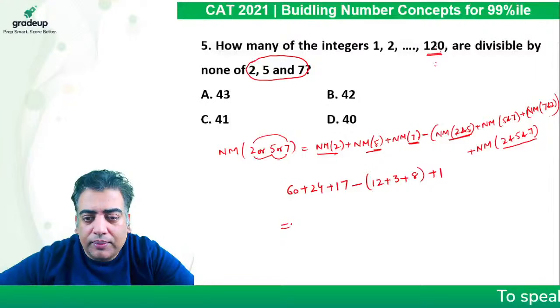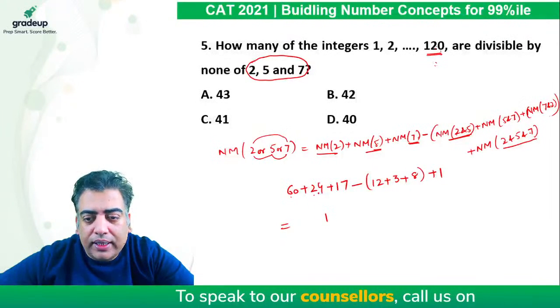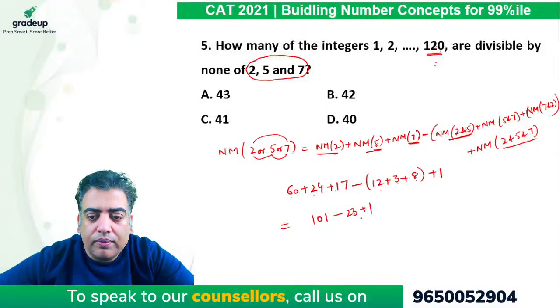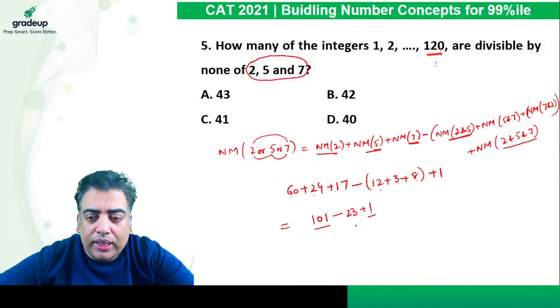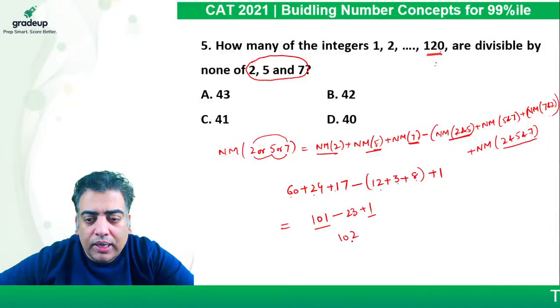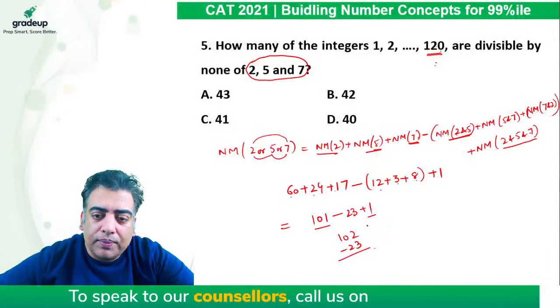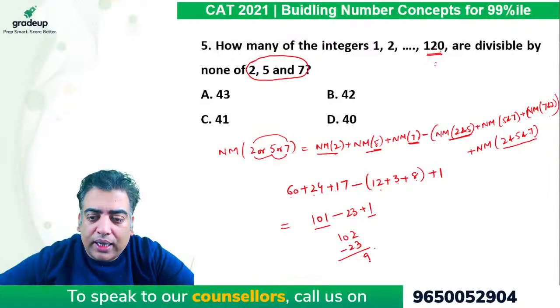So we need to add them. 7 plus 4, 11. 6, 7, 8, 9 plus a carry of 1 makes it 10. Minus 12 plus 8, 20 plus 3, 23 plus 1. So 101 plus 1 is 102. Minus 23 are the multiples of 2 or 5 or 7. So 12 minus 3 is 9, and 9 minus 2 is 7.